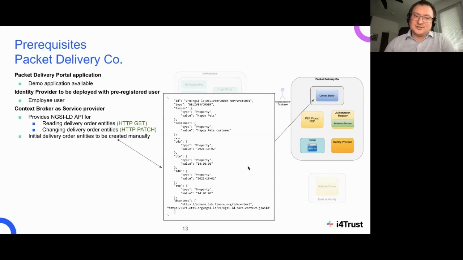is to create these actual delivery orders already, so assuming there are already orders for the customers on the Happy Pets and No Cheaper shop. And this is how such an entity looks like. So it has a specific ID, type delivery order, and certain attributes for the issue and destiny, and certain values for the planned and estimated dates and times of arrival.